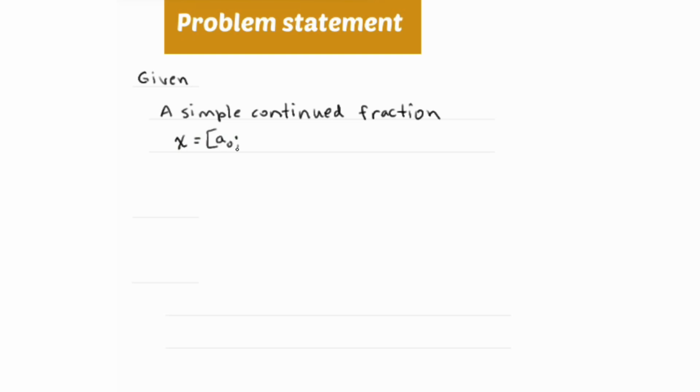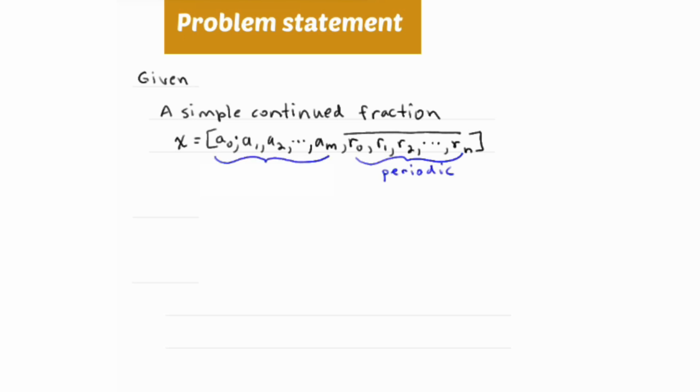Let's get started. The problem we are talking about here is when we have a simple continued fraction that has some non-repeating terms and then has terms that repeat indefinitely. Generically, it looks like this: x equals [a0, a1, a2, and continuing to some a sub n, and then r0, r1, r2, and continuing to some r sub n]. The terms denoted by r repeat, so we say this simple continued fraction is periodic. The terms denoted by a do not repeat, so they make the simple continued fraction eventually repeating.